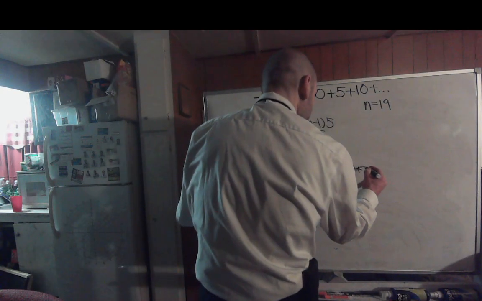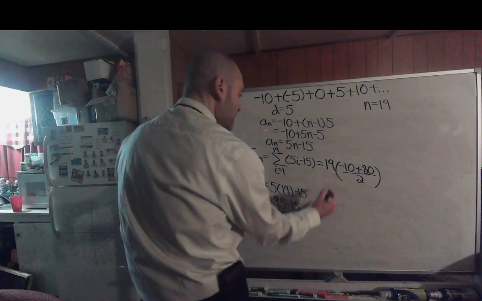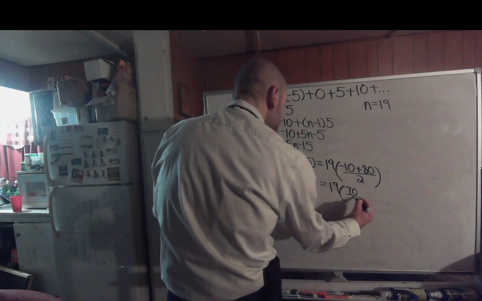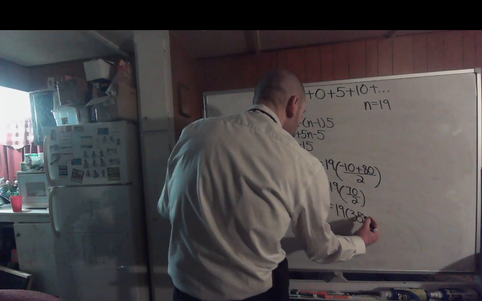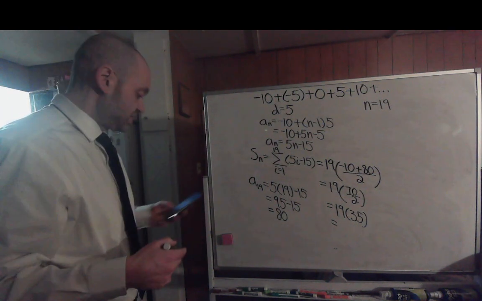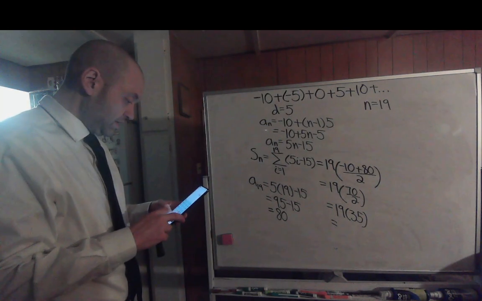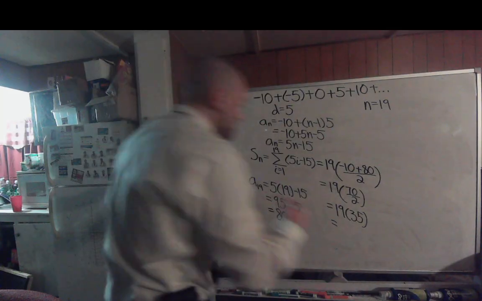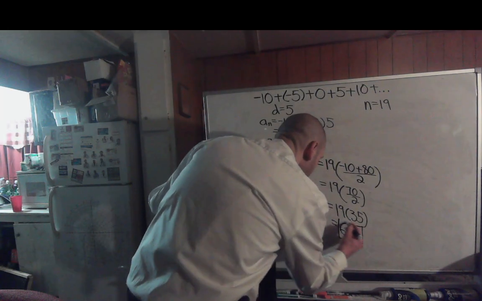So this will be negative 10 plus 80, all that divided by 2. So this would give you 19 times 70 divided by 2, which would give you 19 times 35. Now we just got to take 19 times 35, and we have the sum of the first 19 terms of the series. Which would give you 665. So the sum of the first 19 terms of the series is going to be 665.